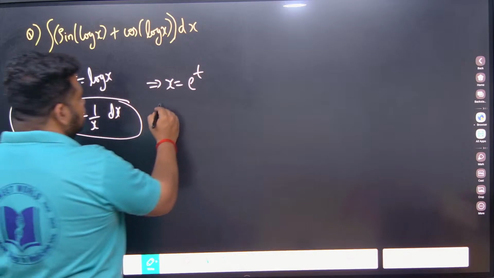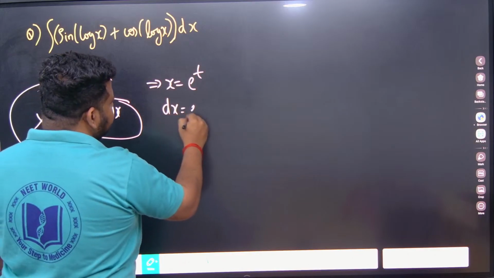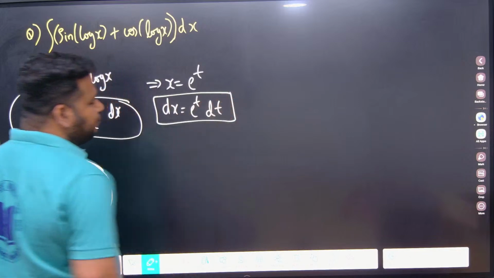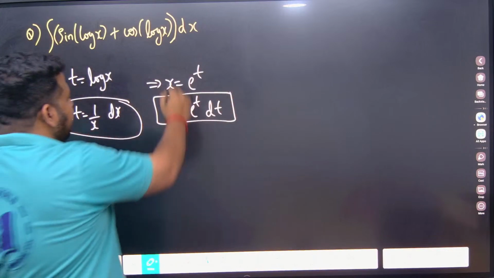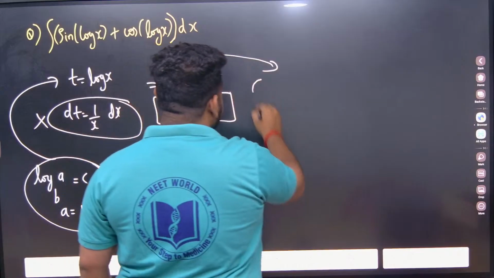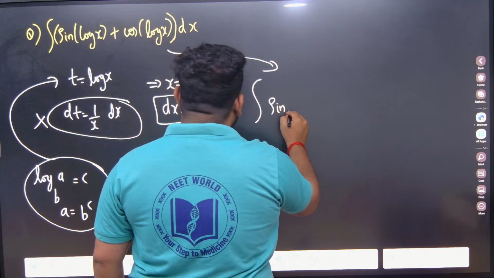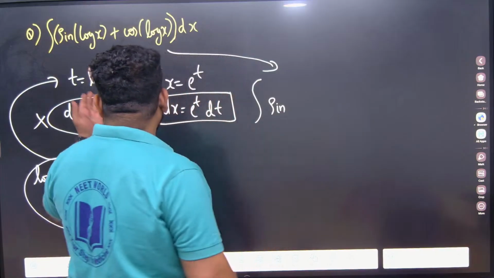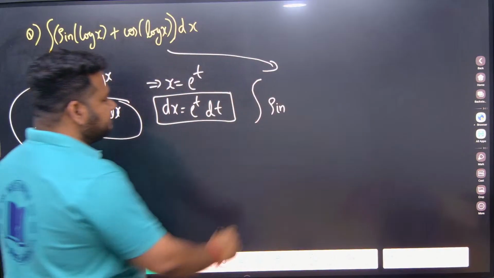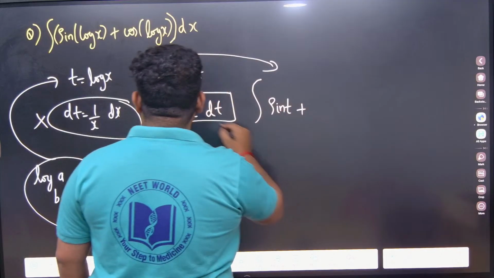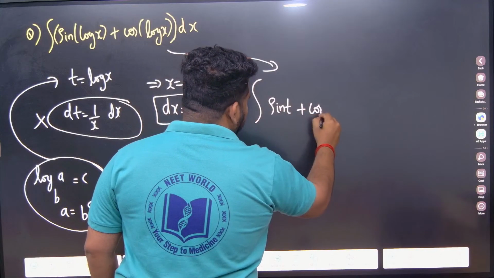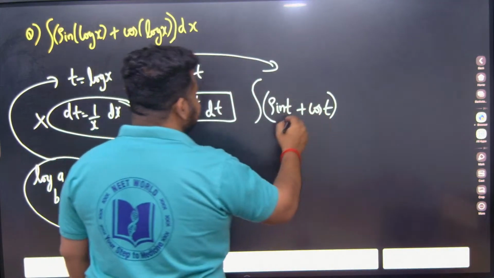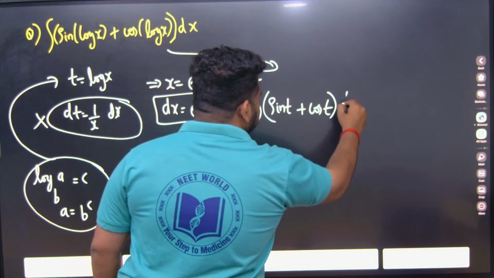So dx will be equal to e power t dt. Now this question will transform into what? The integral of sin log x, and log x is nothing but what we took as t. This will become the integral of sin t plus the integral of cos t, and dx is e power t dt.